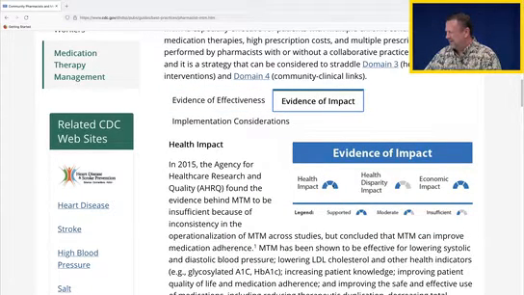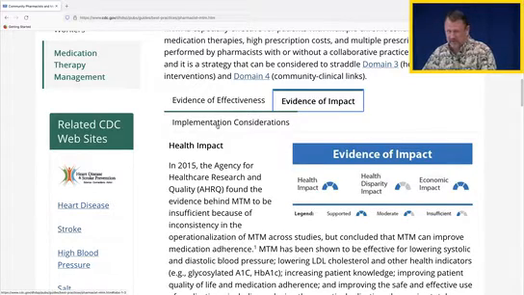Health impact, yes. Health disparity, that's insufficient. Economic impact is supported. And so when we're using MTM to impact our community, we're impacting their health, we're impacting the economics, but MTM is not helping us with health disparity impact. And health disparity is a completely different subject.